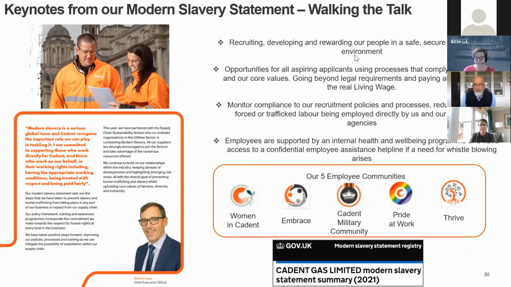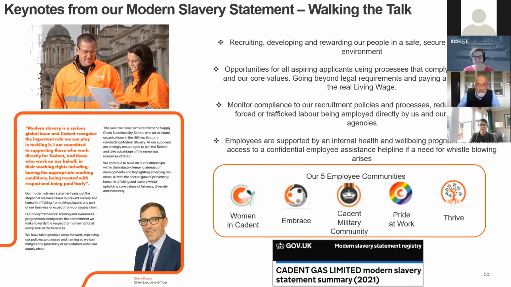We monitor compliance to our recruitment policies and processes in a very significant way. And then finally, we have a whole range of internal communities. So Women at Cadent, Embrace, which is all about race equality, the Cadent military community, Pride at Work, and Thrive, which is more about disabilities. In all those areas, while we're looking at our own people, we get an opportunity to think about it in terms of exploitation, or in terms of making sure that we're looking after our people properly.